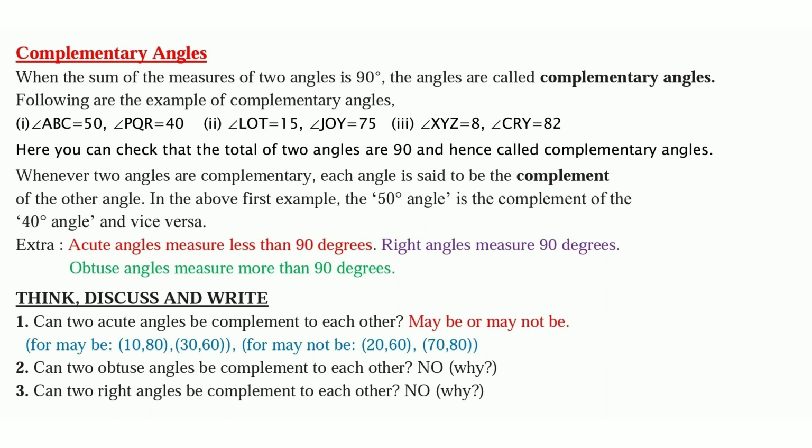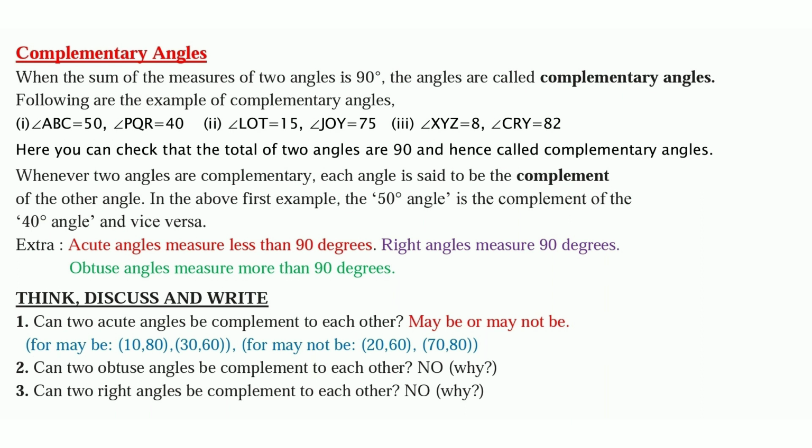It's clear? Good. Now for your more information, an acute angle measures less than 90 degrees. Meaning an angle whose measure is less than 90 is called an acute angle. Now a right angle measures 90 degrees. An angle whose measure is exactly 90 degrees, neither more nor less, is called a right angle. Obtuse angle measures more than 90 degrees. An angle whose measure is more than 90 is called an obtuse angle.